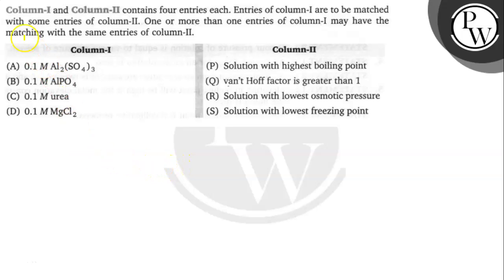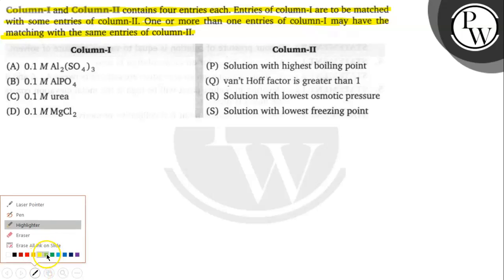So let's read this question. The question says that column 1 and column 2 contain 4 entries each, and entries of column 1 are to be matched with some entries of column 2. One or more than one entries of column 1 may have the matching with the same entries of column 2. So generally we have two columns, column 1 and column 2.